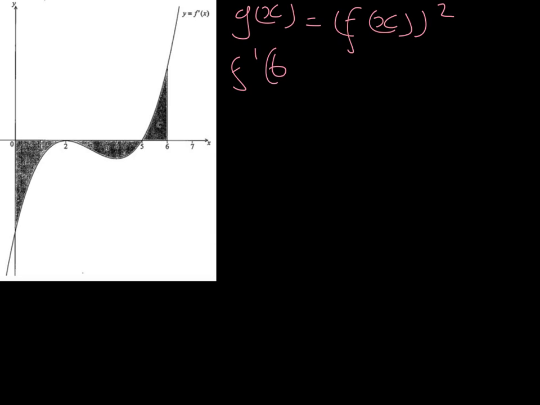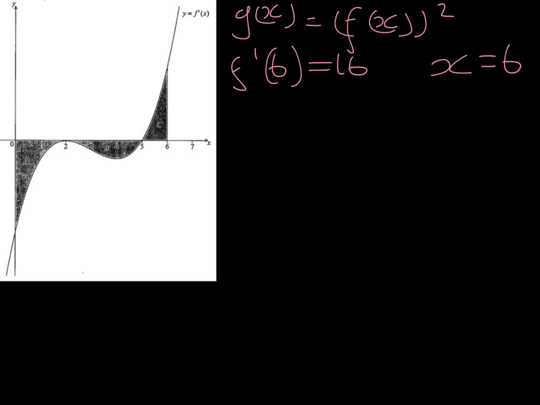The real quiz comes, however, in part D. We're told that g of x is the same as f of x all squared. The question says, given that the derivative of 6 equals 16, find the equation of the tangent to the graph of g at the point where x equals 6.